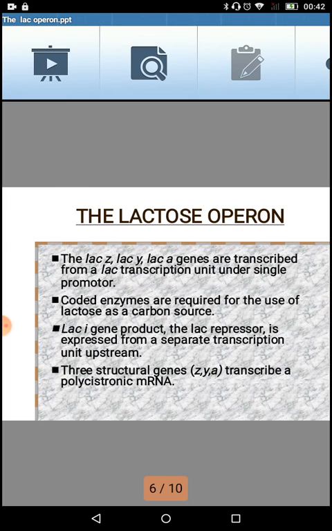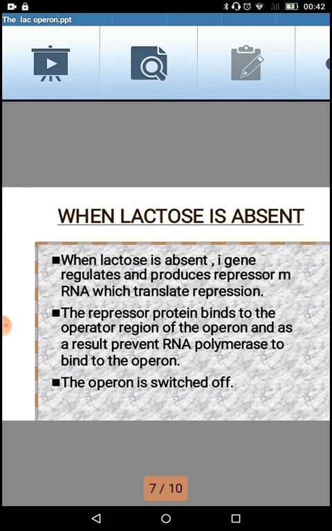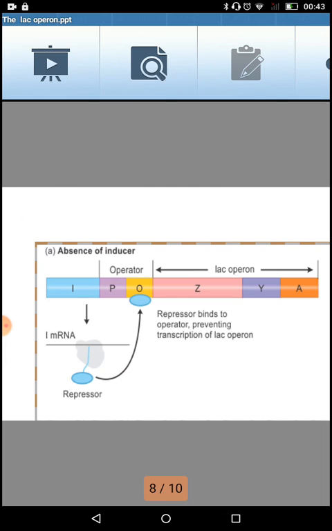That's what I said. Z, Y, and A are the genetic regions which will go for synthesizing a single messenger RNA, which is polycistronic in nature because this happens in prokaryotes, and this messenger RNA is capable of synthesizing beta galactosidase, permease, and transacetylase. When lactose is absent, the I gene regulates and produces a repressor messenger RNA, which translates into a repressor protein. The repressor protein binds to the operator region of the operon and, as a result, prevents the RNA polymerase from binding to the operon. Now the operon is switched off. This is how things will happen.